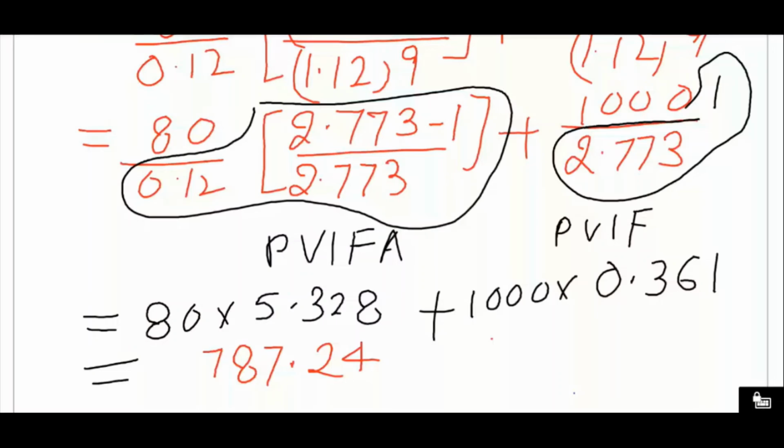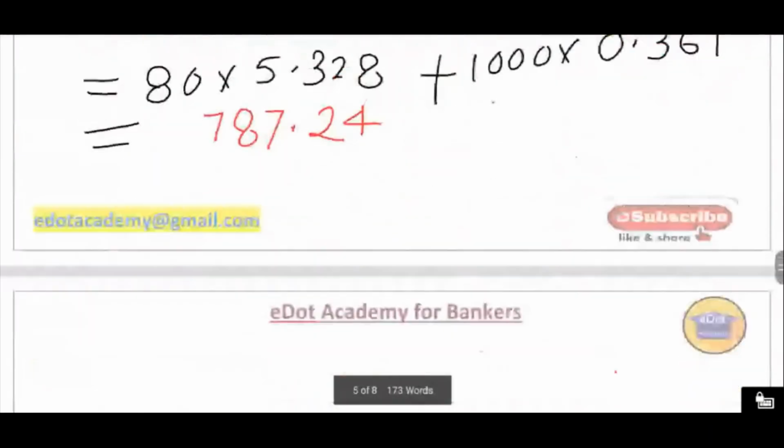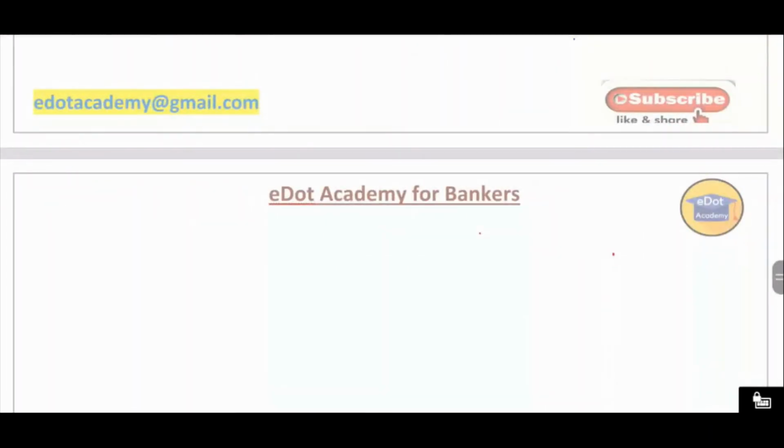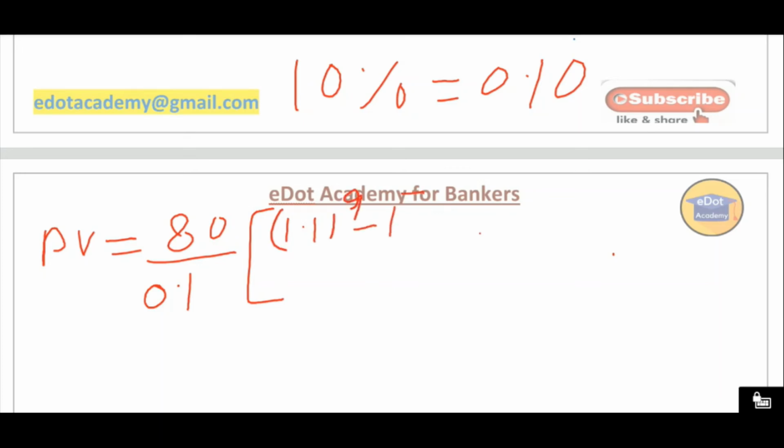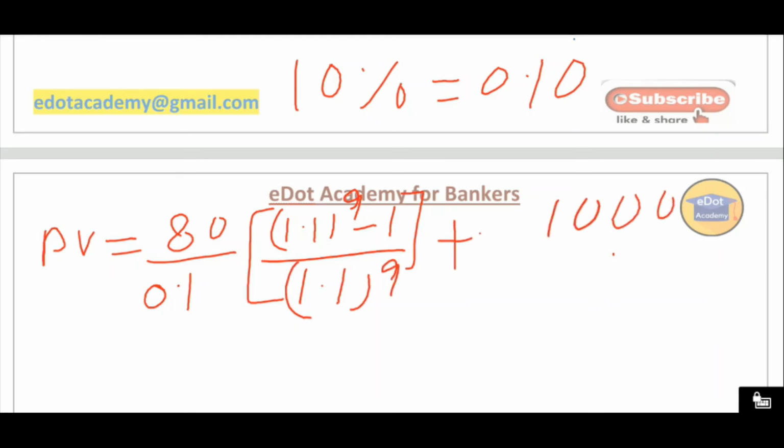Okay, next let's say I am taking 10%. So again the formula will be the same. So what present value do we get for 10%? 10% means 0.10. So C is 80 here. I am writing directly, R is 0.1. 1 plus R means 1.1. So 1.1 to power 9 minus 1, divided by 1.1 to power 9, plus 1000 divided by 1.1 to power 9.